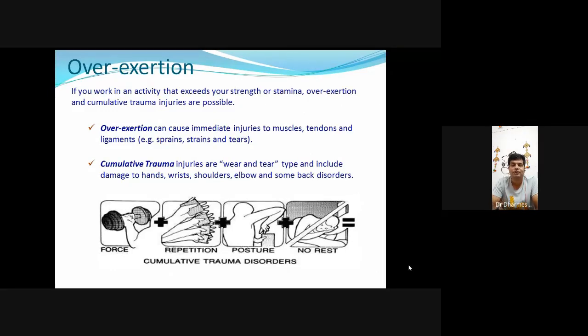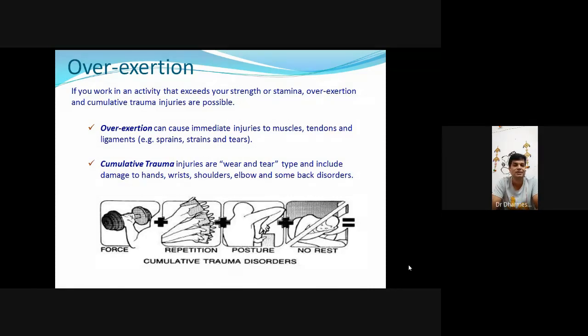Second, cumulative trauma. It considers force, exertion, repetition, and posture. As there is no rest position, even for the therapist or the worker, cumulative trauma disorder happens. There are many cumulative trauma disorders, like thoracic outlet syndrome and musculoskeletal WRMS, that is, work-related musculoskeletal disorders. It happens to the dentist as well.